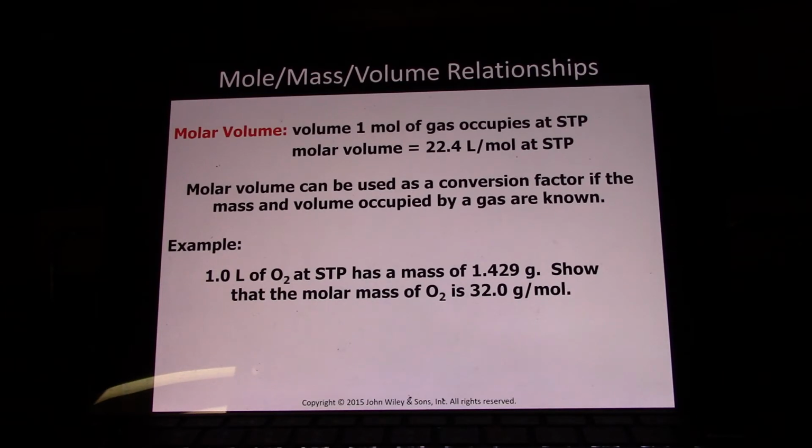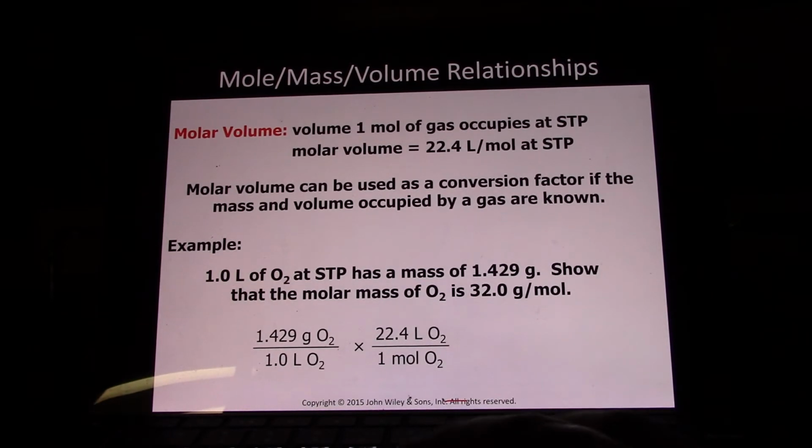Therefore, the molar volume can be used as a conversion factor if the mass and volume of the gas are known. So 1 liter of oxygen at STP has the mass of 1.429 grams. So we know the density is 1.429 grams per liter. Show that the molar mass is 32 grams per mole. When we take the density times the molar volume, liters will cancel out, leaving us units of grams per mole. And so for oxygen, we see it is indeed 32 grams per mole, like you'd expect for O2, because each O2 has 2 atoms of oxygen, and each one weighs 16 grams per mole, so O2 is 32 grams per mole.